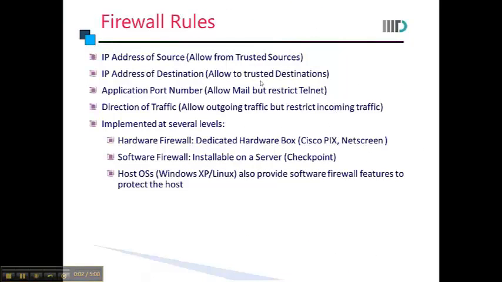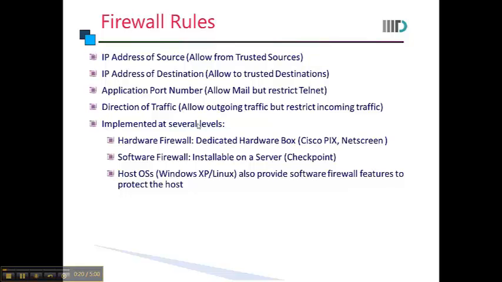Firewall rules. IP address of source: allow from trusted sources. IP address of destination: allow to trusted destinations. Application port number: allow mail but restrict telnet. Direction of traffic: allow outgoing traffic but restrict incoming traffic.